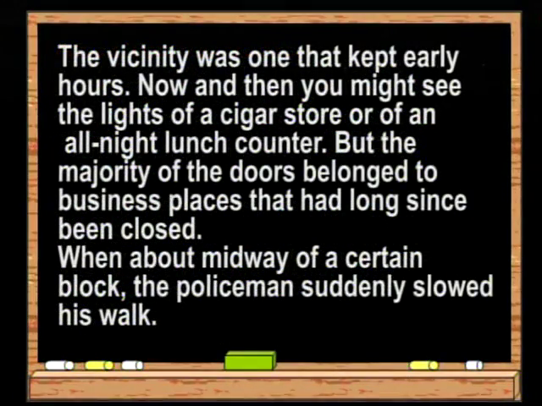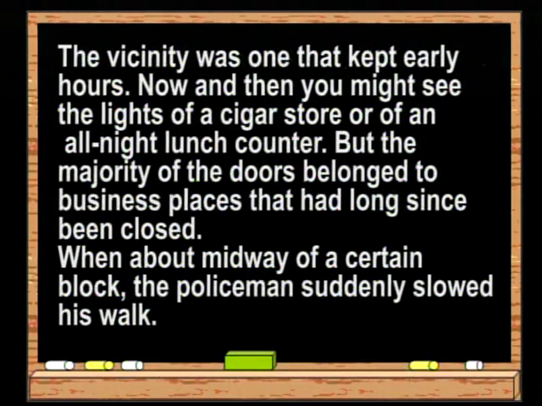The vicinity was one that kept early hours. Now and then you might see the lights of a cigar store or an all-night lunch counter. But the majority of the doors belonged to business places that had long since been closed.